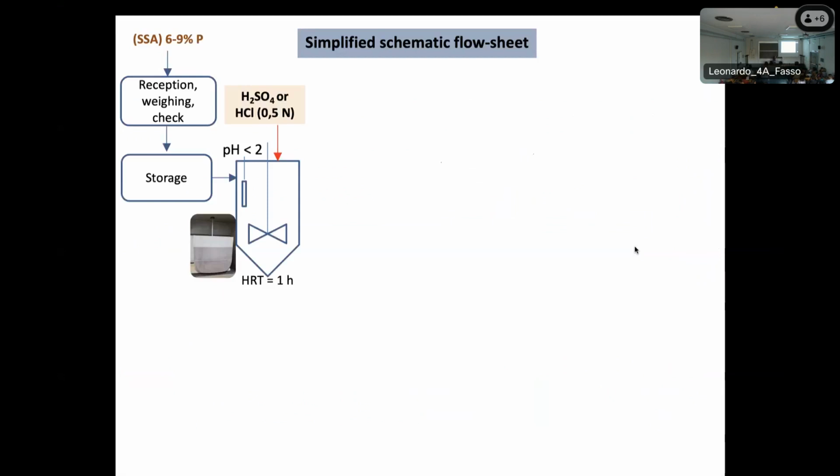So we put the ashes in contact with an acidic solution, which can be done, for instance, with sulfuric acid or hydrochloric acid. The idea is to have a very acidic pH, lower than 2, because this is the method we use to have a high phosphorus extraction efficiency.